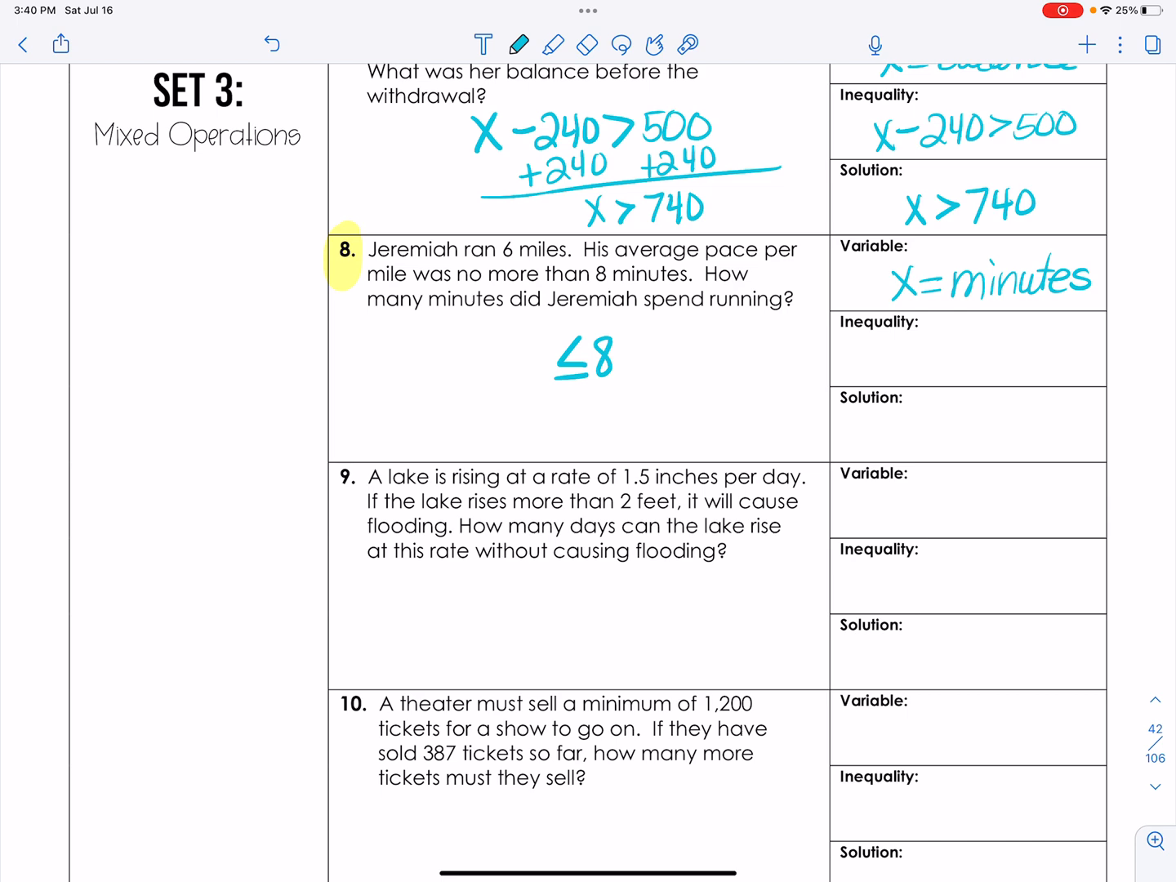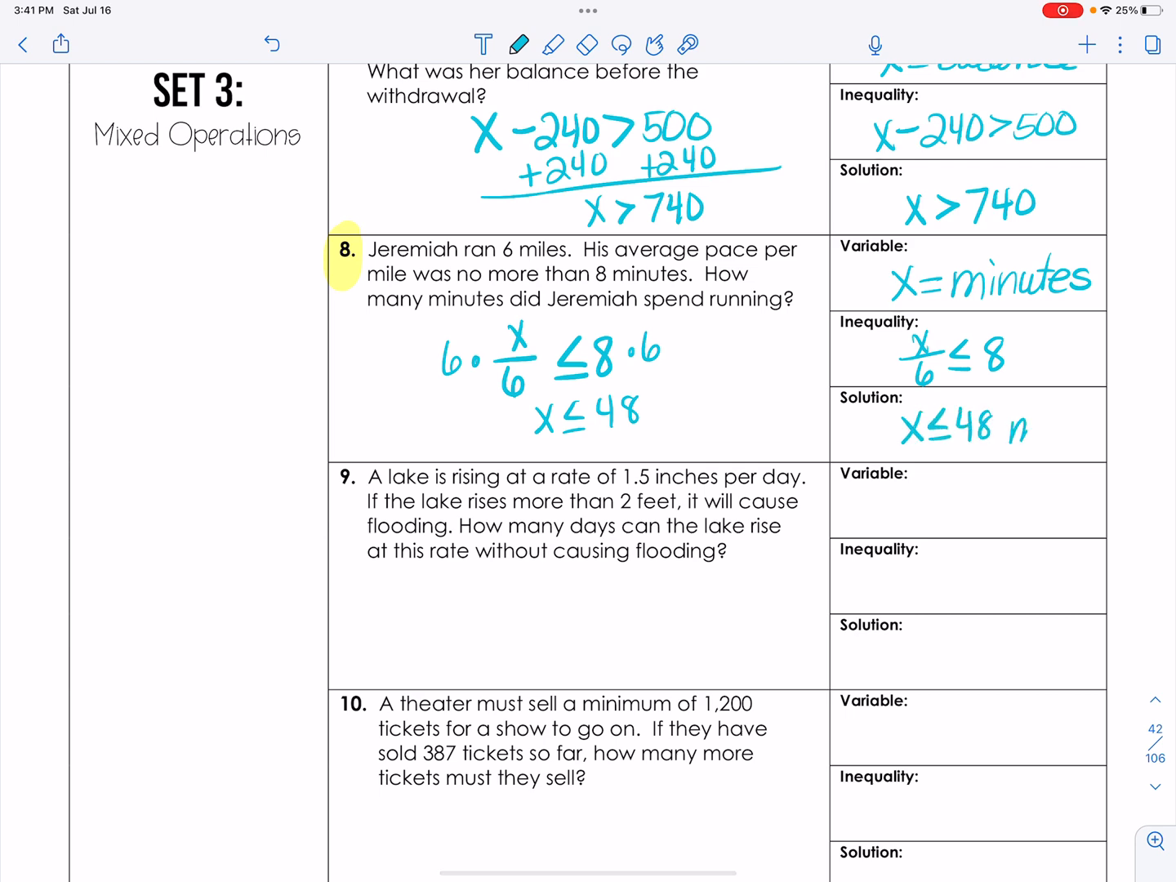Did he spend running? Well, we don't know how many total minutes he spent running, but we know when we divide it by 6, it's going to be less than 8. So that is my inequality, less than or equal to 8. So opposite operation, I'm going to times by 6, and x is less than or equal to 48 miles.